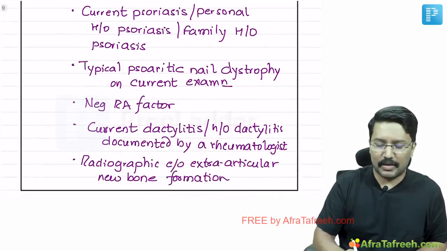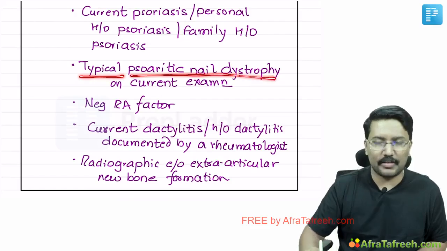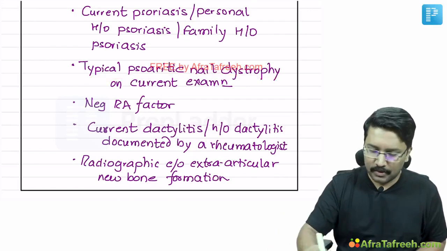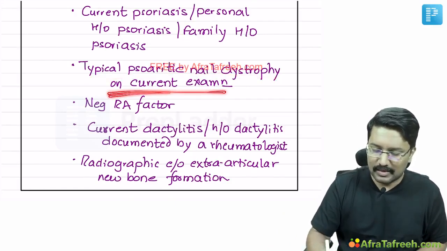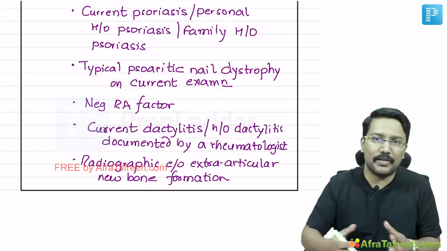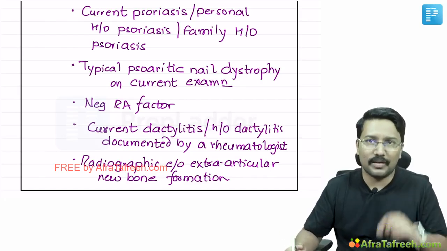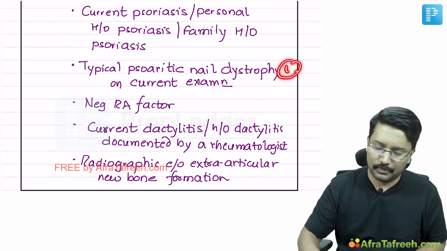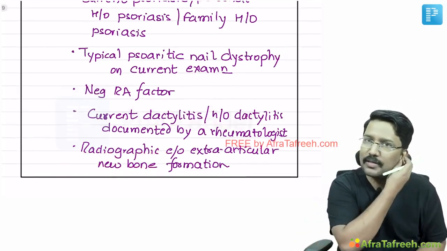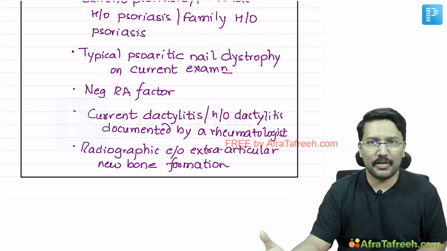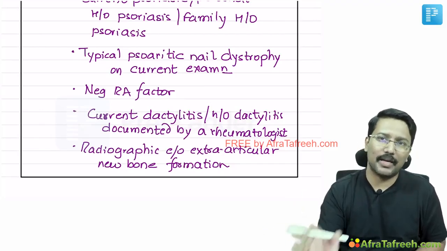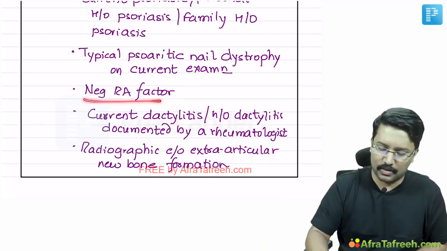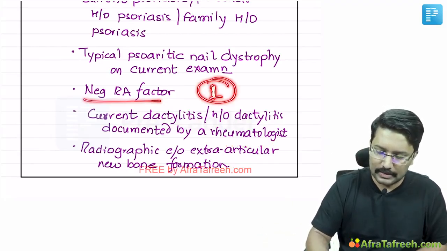Now, the second thing is about nail changes. Typical psoriatic nail dystrophy. We know what the typical psoriatic nail dystrophy changes are. We have just discussed that, right? So that should be present on current examination, not documented evidence of nail dystrophy. Currently, there should be clinical evidence of nail dystrophy. That would score 1 point. Now, we already know that in case of psoriatic arthritis, we are anticipating the RA factor to be negative. I have told you some percent of the patients may have anti-CCP activity, but RA factor is expected to be negative. So that gets 1 point. That is our third point.